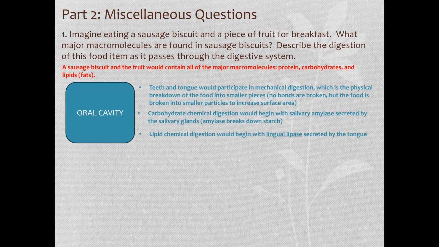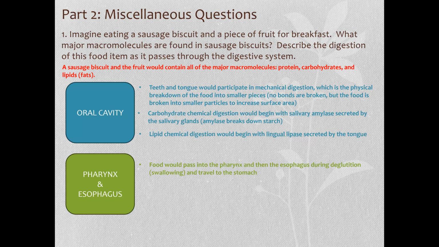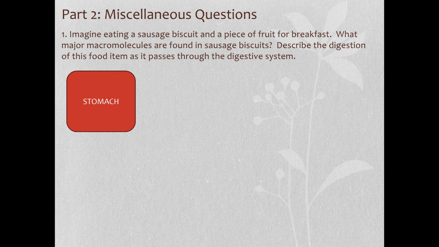Lipid chemical digestion would also begin in the oral cavity with lingual lipase, which is secreted by the tongue. Food would then pass into the pharynx and the esophagus during deglutition, which is swallowing, and then it would travel to the stomach. So now we're in the stomach. We would have additional mechanical processing occur here.